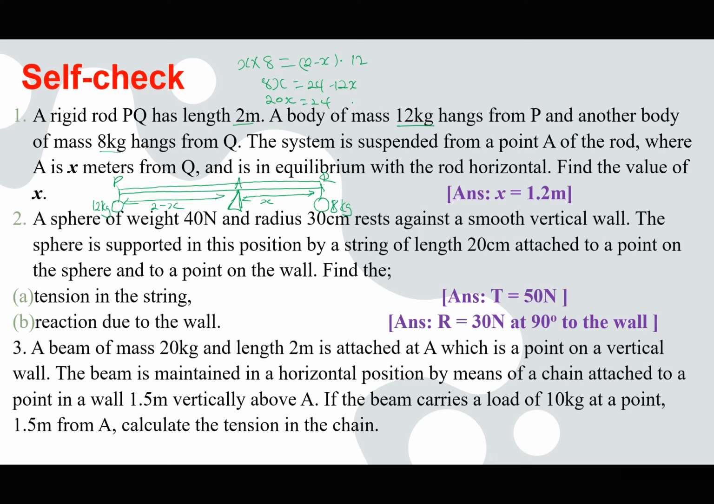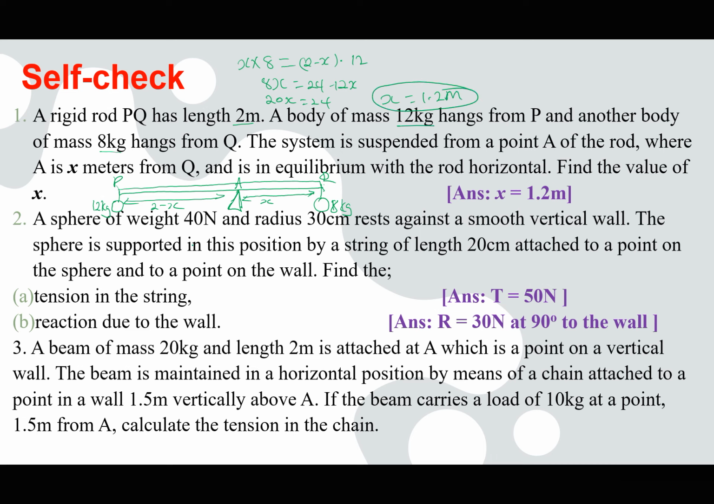So I just divide to find x. 24 divided by 20, which gives you x as 1.2. I think the units are in meters. So I think that is easy.